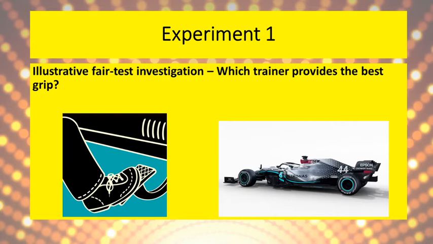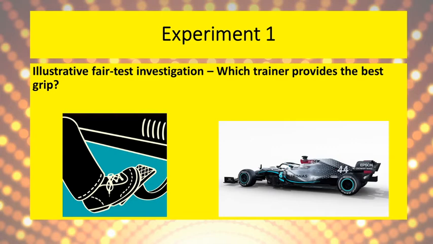So I'm going to tell you about the 3 experiments now. So this one is an illustrative fair test investigation. So it's an investigation where what you need to show is a fair test, and you want to be able to see different results. And the question is, which trainer provides the best grip?